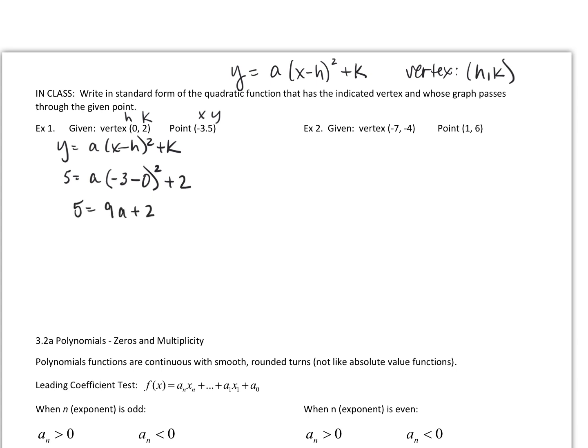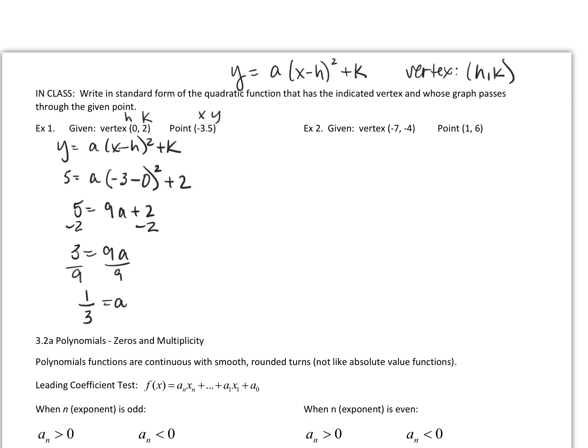And then distribute. So it'd be 9a plus 2 equals 5. Then what? Move the 2. Subtract 2 from both sides. So now I have 3 equals 9a. Divide by 9. That means that a is 1/3.